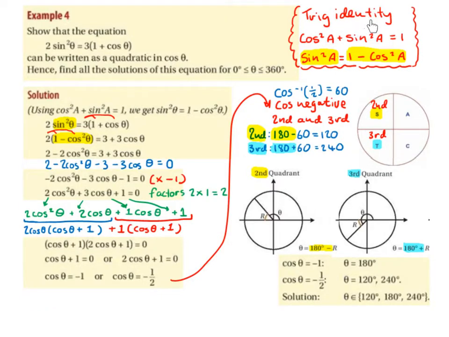Cos squared a plus sine squared a is equal to 1. And we can rewrite this as sine squared a is equal to 1 minus cos squared a. So basically just bringing the cos squared a over the equal sign, it becomes a minus.